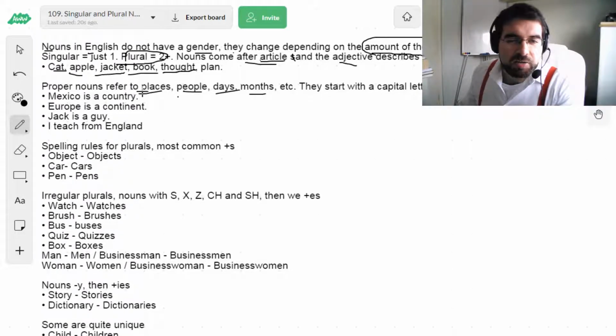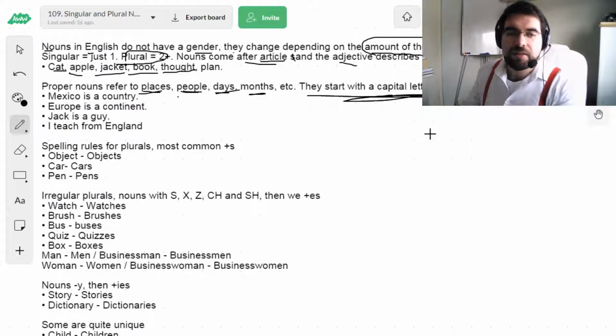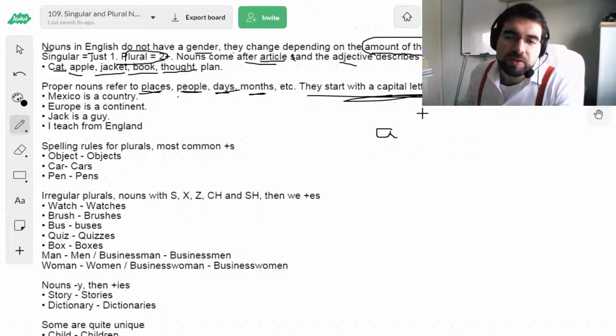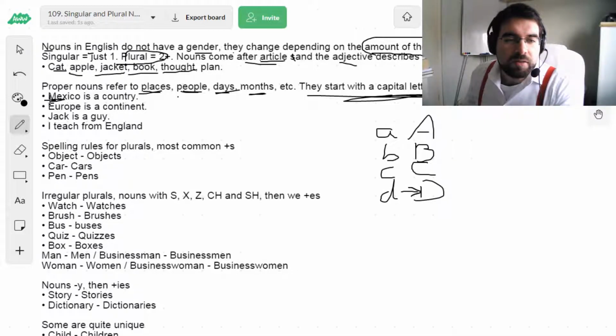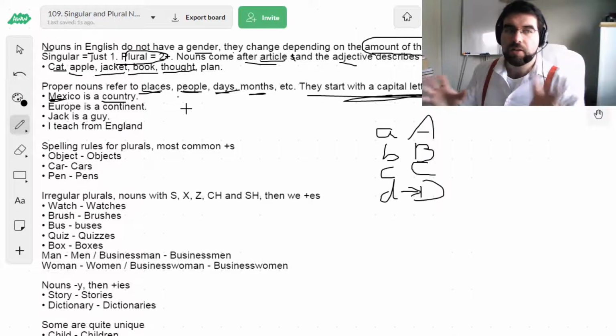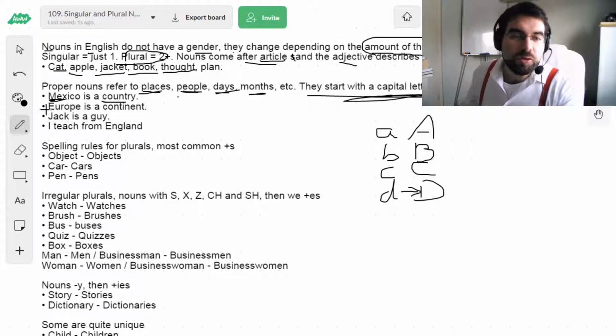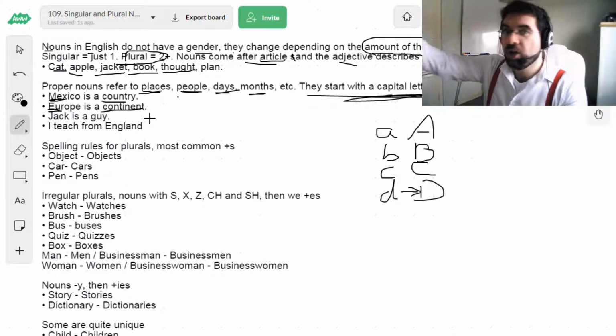So proper nouns refer to places, people, days, and months, and they start with a capital letter. And a capital letter is the uppercase version. So a turns into A, b turns into B, c turns into C, and d turns into D. Look, Mexico with a capital M is a country. You're explaining what this noun is. Europe, capital E, is a continent. Continent of Europe.